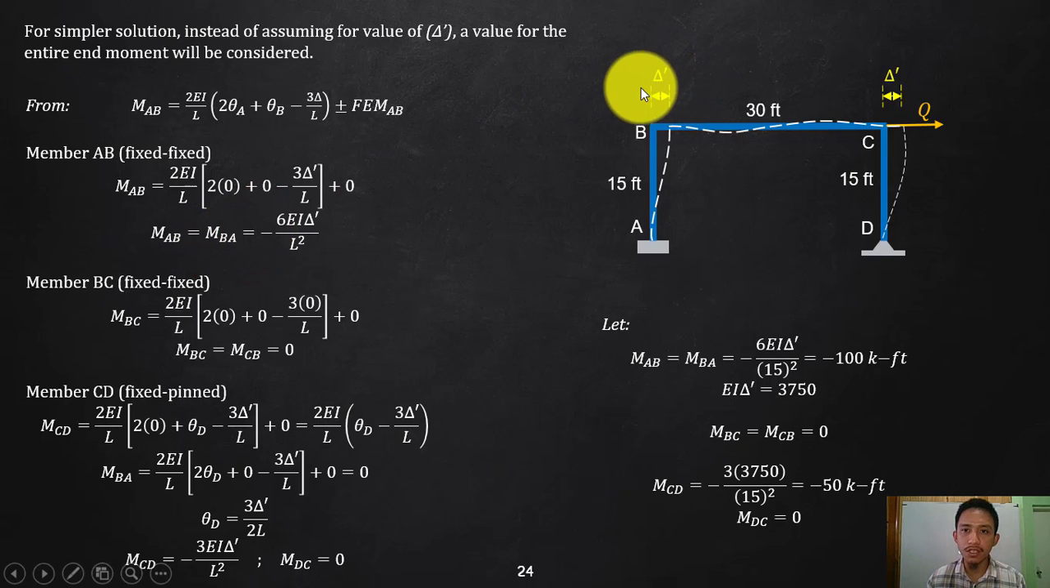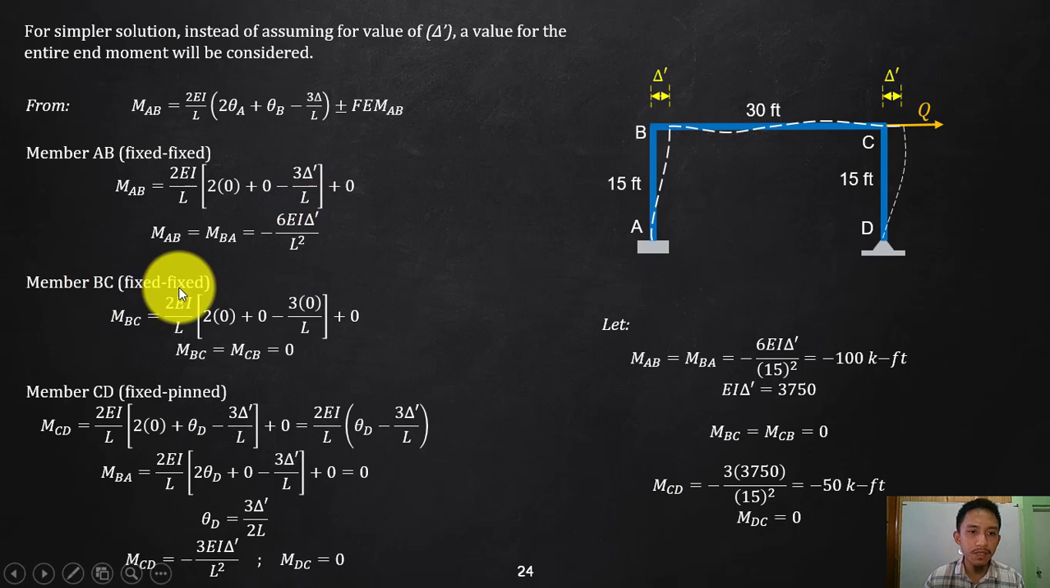But you need to consider the sign convention for delta if you want to end up with a positive value of Q. You will need to consider that going to the right is positive. So MAB and MBA is negative 6EI delta prime over L squared.